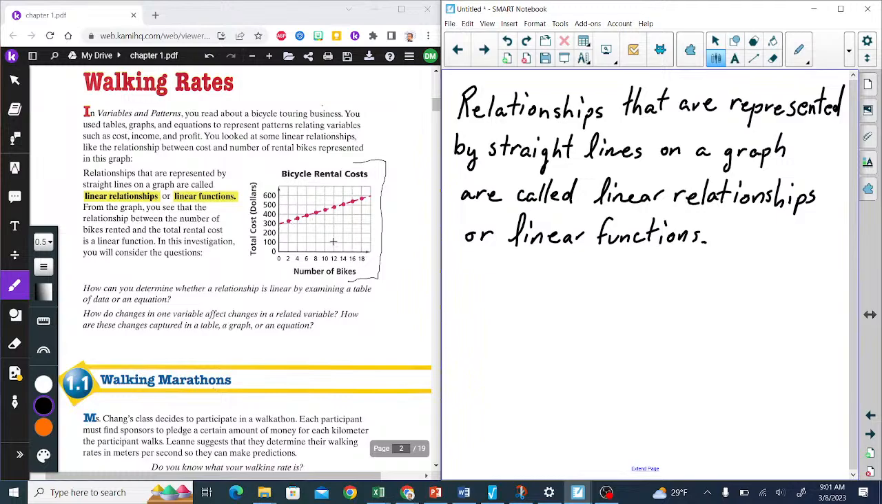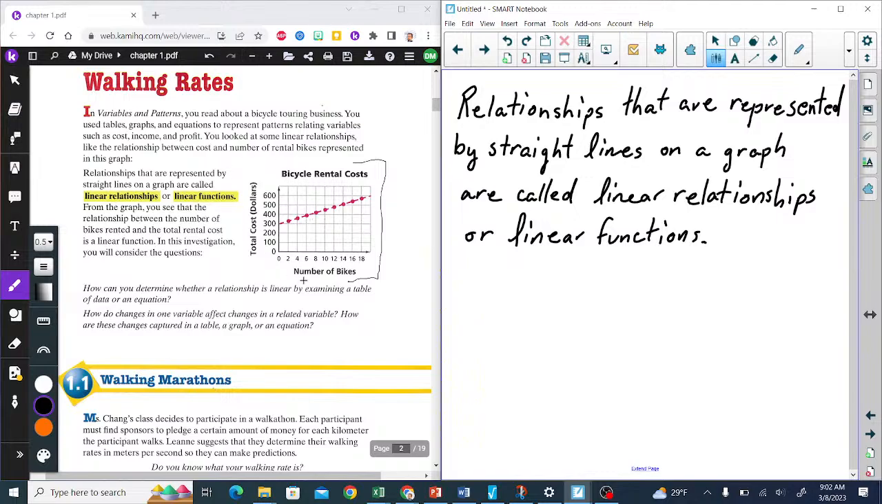So, this gives you an example here. The number of bikes: 2 bikes cost a certain amount, 4 bikes cost another amount, 6 bikes look to be about $400, and this keeps going up in a line-like fashion. So some big questions to ask: how can you determine whether a relationship is linear by examining a table of data or an equation? We want to be able to give you data and have you decide, is this linear or not? We also want to give you an equation and have you decide if this is linear or not. It then says, how do changes in one variable affect changes in a related variable?